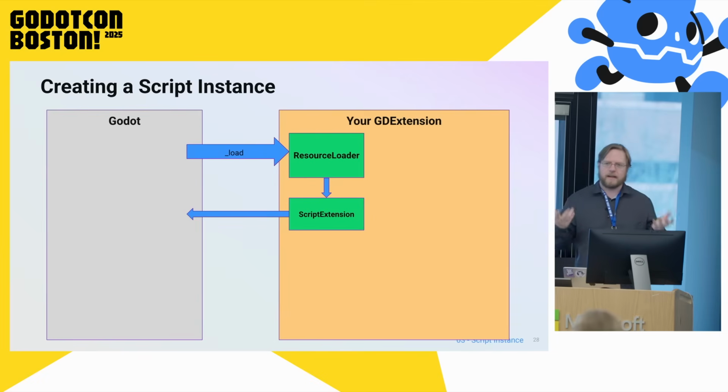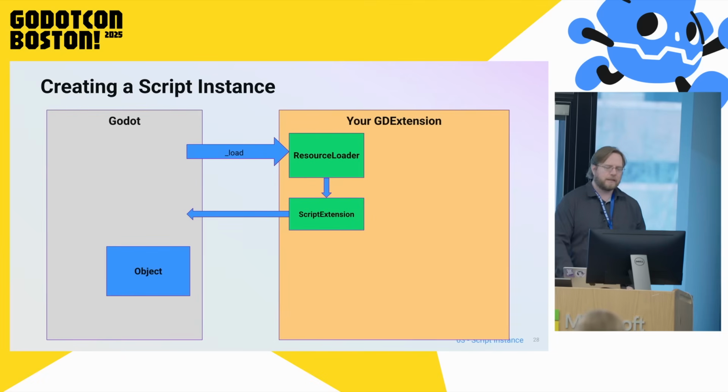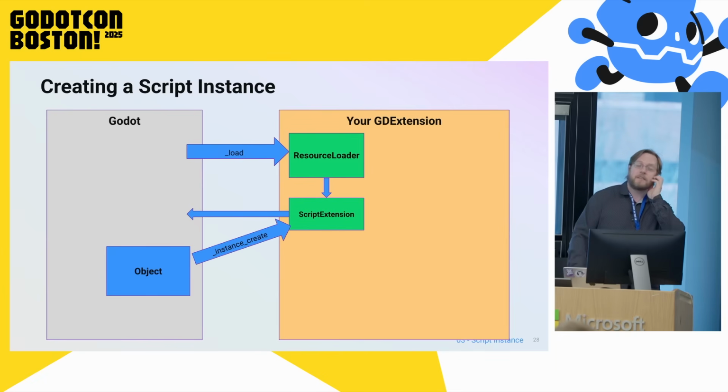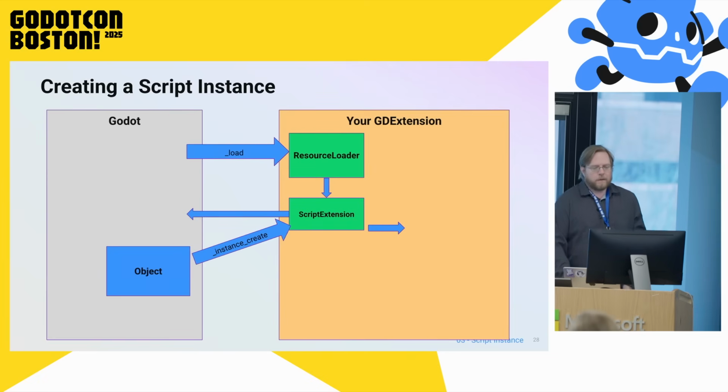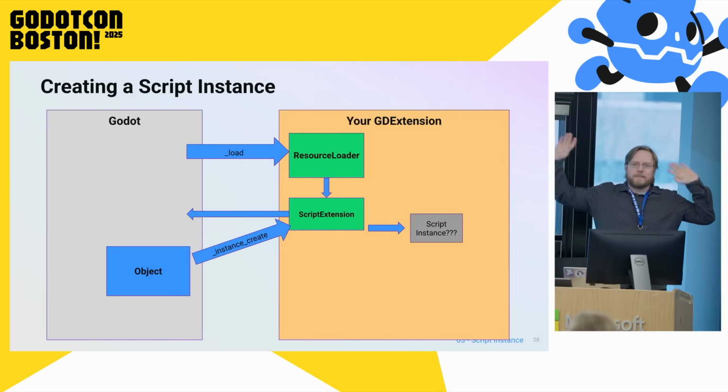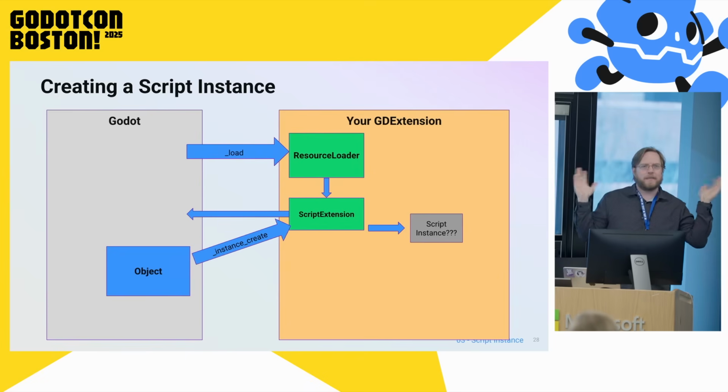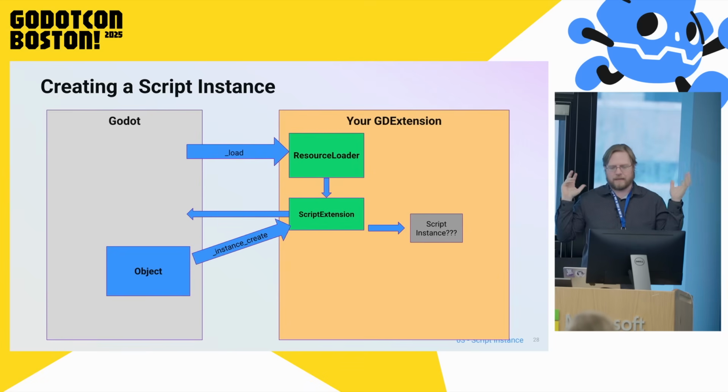Sometime in the future, now that it has your script extension, Godot is going to create the object that has the script bound to it, and then it's going to ask the script extension, please create me an instance of this script, which then you're going to create a script instance, which is some pointer or some handle or something in your language, which is the thing that you need to be able to make the connection.